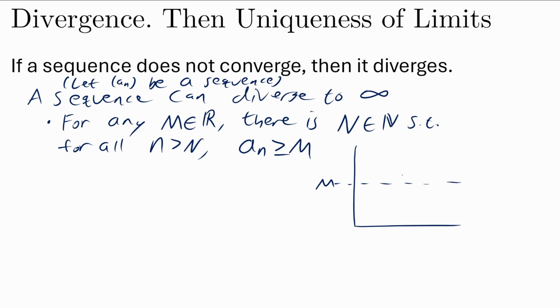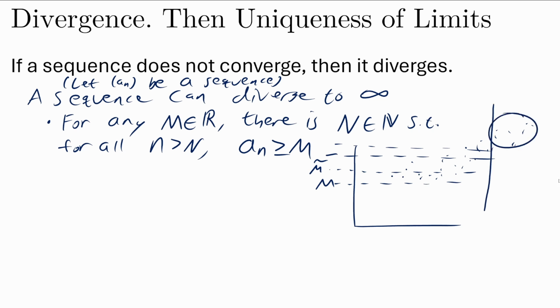And if eventually all the terms of the sequence are above this M, and that holds true for any M. So maybe if I pick this other M, we'll call it M tilde, these terms are not above M tilde, but eventually if I go far enough out, they all are above M tilde. So basically, if for any dashed horizontal line I pick, eventually all terms of the sequence are above that dashed line, then we say our sequence diverges to infinity.